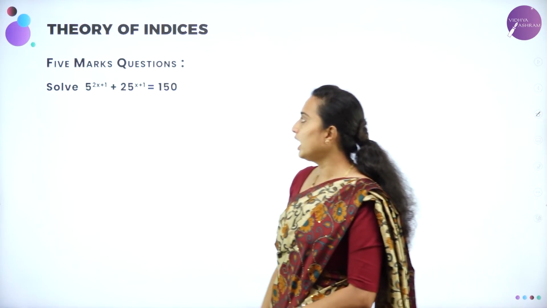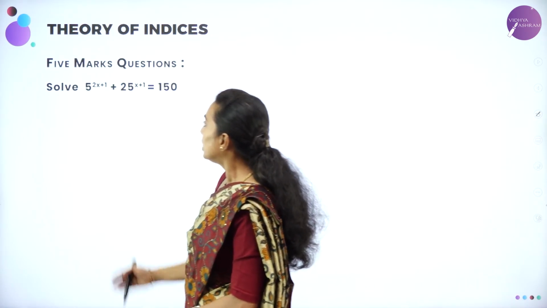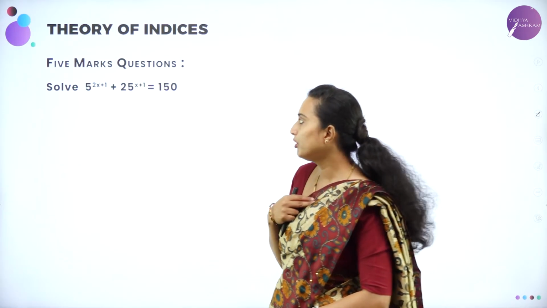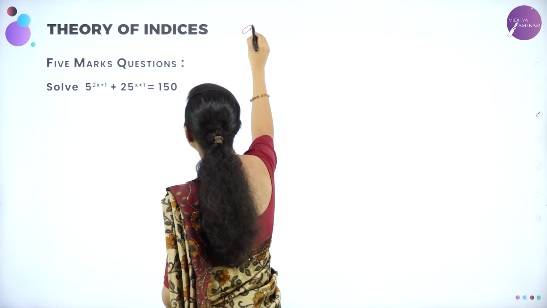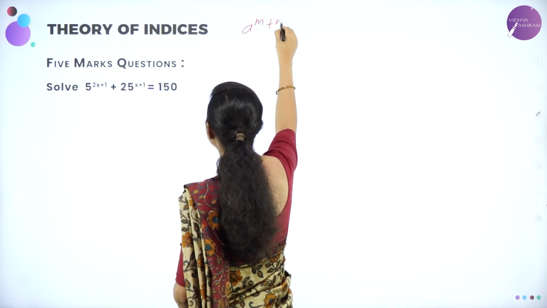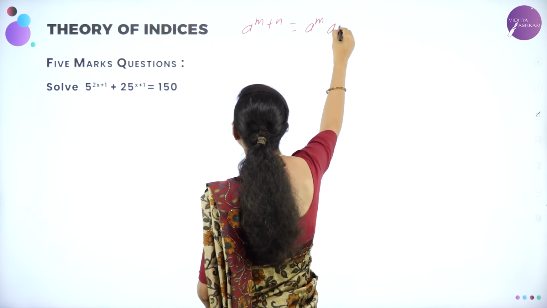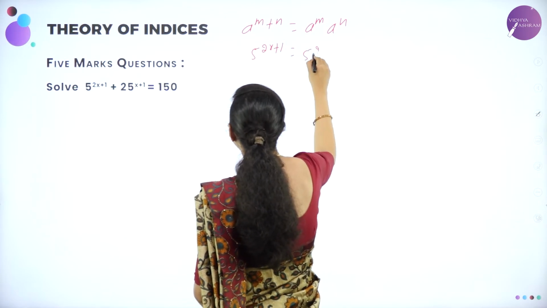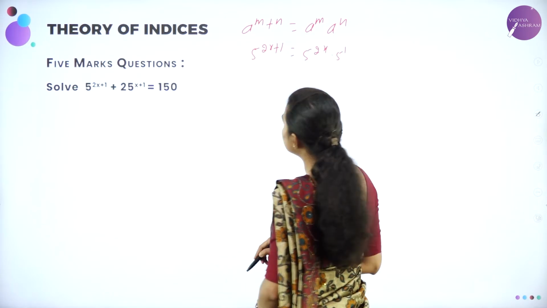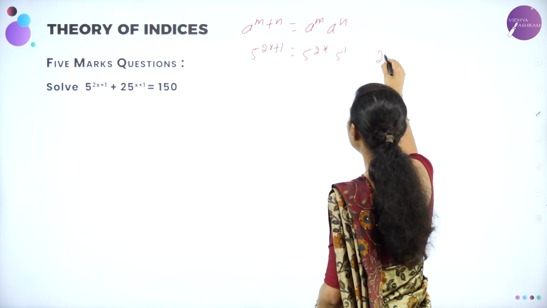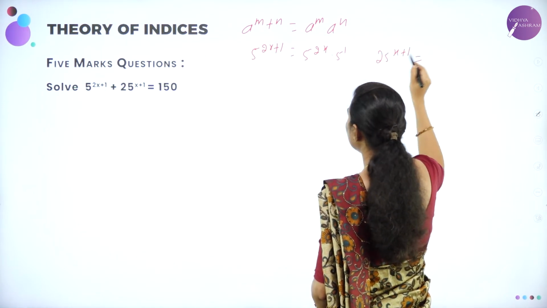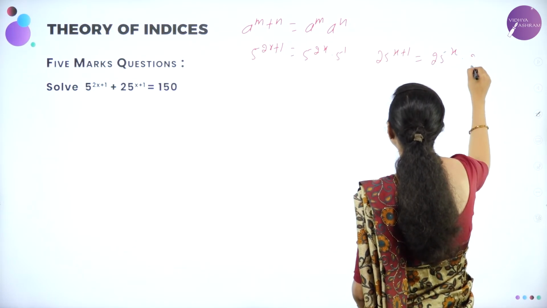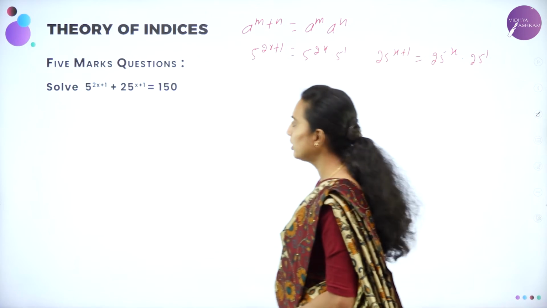What they have given: 5 power 2x plus 1 plus 25 power x plus 1 is equal to 150. What am I going to do? I'm going to split this one. According to a power m plus n can be written as a power m dot a power n. So 5 power 2x plus 1 can be written as 5 power 2x into 5 power 1, which is 5 only. Similarly 25 power x plus 1 can be written as 25 power x into 25 power 1. So I'm going to write accordingly.